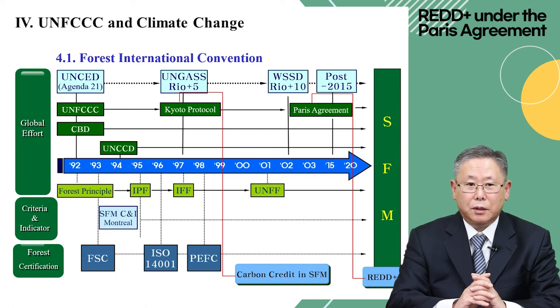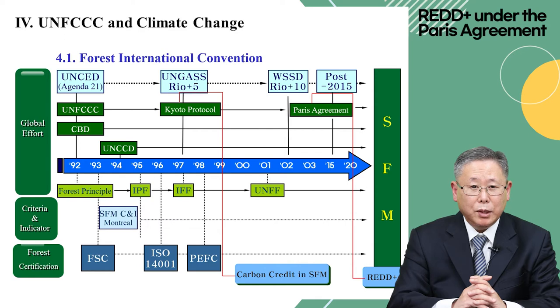The UNFCCC. And the Forest International Convention. Let's narrow down to the Forest International Convention first. In 1992, there was the UNCED or Agenda 21 meeting, the Rio Summit. So here, international society agreed to establish UNFCCC, CBD, and UNCCD: the UN Framework Convention on Climate Change, the Convention on Biological Diversity, and the UN Convention to Combat Desertification.